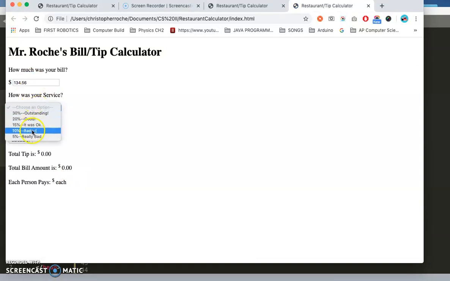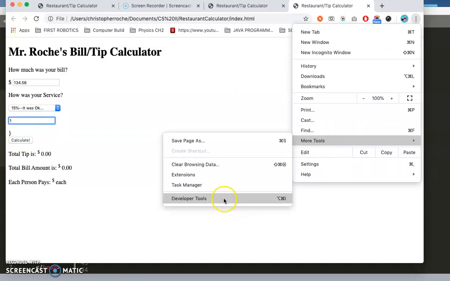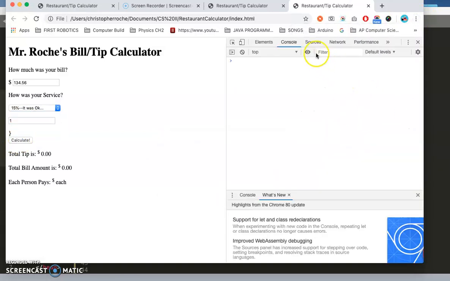56. I'm gonna say 15% because that'll hopefully give me more options here. I'm gonna pull up the developer tools because we're developers, and we're gonna calculate this. And so see what happens. So what it did is it cut that off. Let's do a couple more to see what happens.